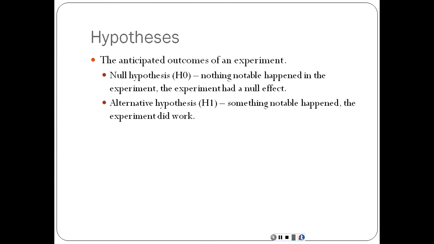Hypotheses simply spell out each of the anticipated possible outcomes of an experiment. In simplest terms, before we embark on the experiment, we need one hypothesis that states that nothing notable has happened, because sometimes experiments fail. This would be the null hypothesis, our H0 that you can see here. So this means that the experiment had a null effect or that nothing notable had happened.